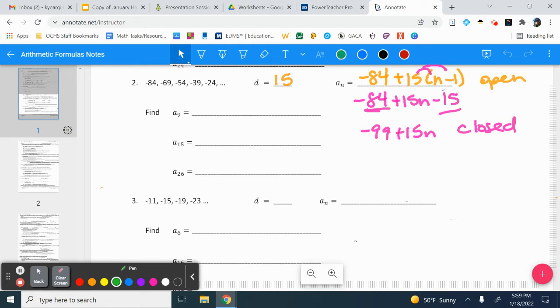I'm just going to use the open formula for the first one and plug in, instead of an n, I'm going to use a 9. So negative 84 plus 15 times (9 minus 1). And you just want to type that into your calculator.